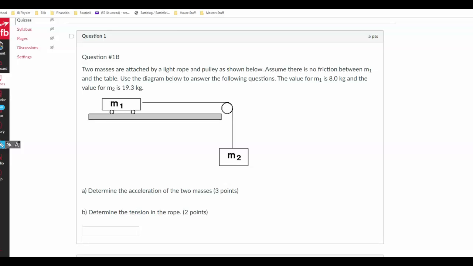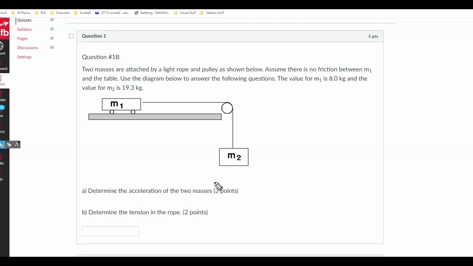Okay, so question number 1, no matter what version you had, was a pulley problem. And in this case, we have a pretty simple pulley problem. So mass 1 is on a frictionless surface, and then mass 2 is just kind of hanging. With any type of pulley problem, you want to establish a coordinate system. In other words, you want to establish which way is positive and which way is negative. And typically what you do is whichever way the system is accelerating, you make that direction the positive direction.